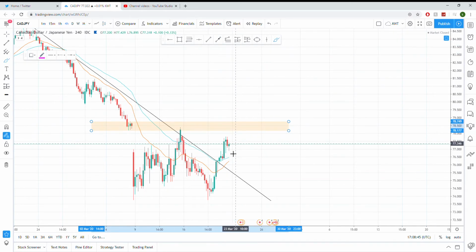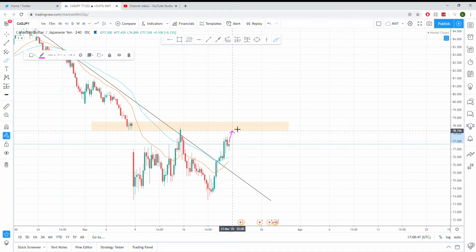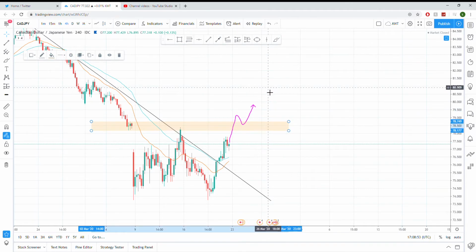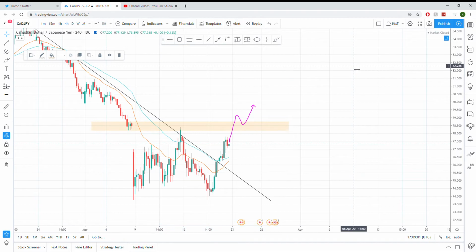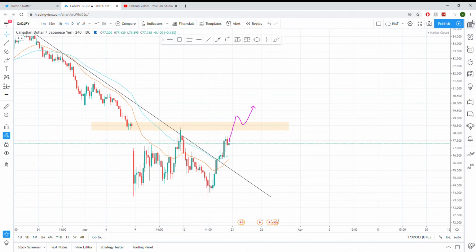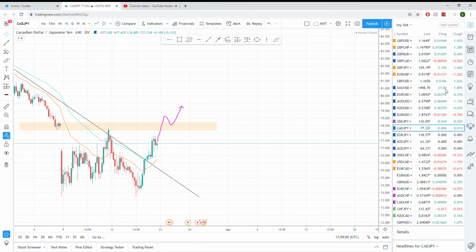But essentially, if we do look for the buy, I need to wait for that 4-hour closure to the upside before that pullback and then that push to the upside. And the region that I'm looking at is 78.177 to 78.749. So again, we need to wait on the market condition for that to occur.